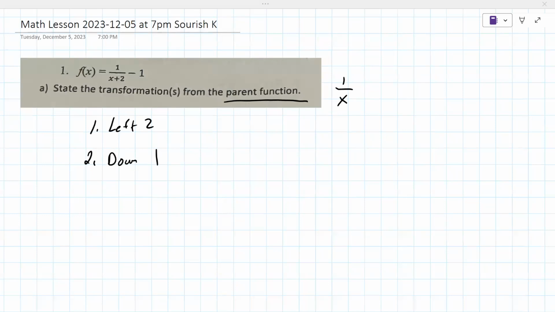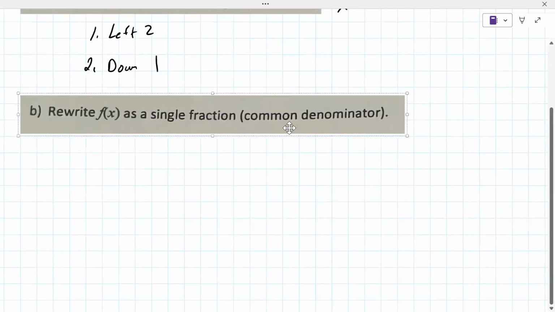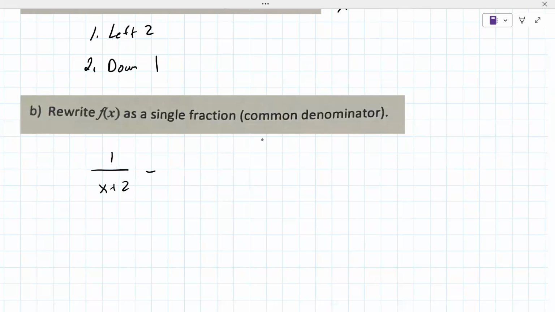Rewrite as a single fraction. Common denominator. All right, so we've got this 1 over x plus 2 minus 1. How do you write this number as a fraction? We did this yesterday.